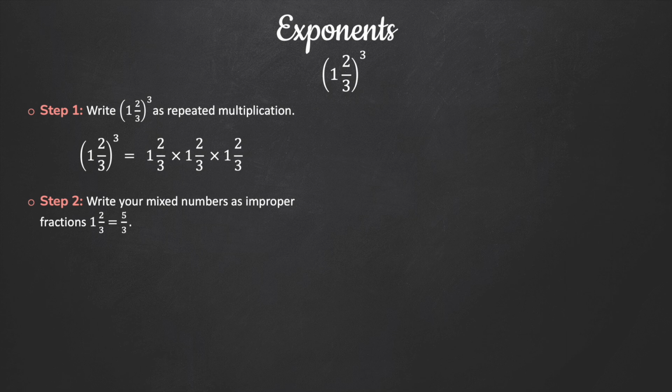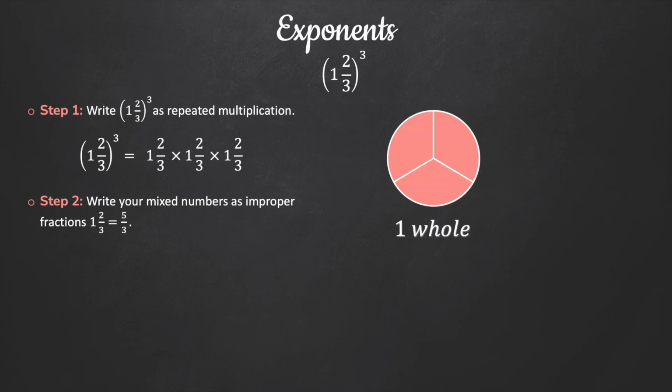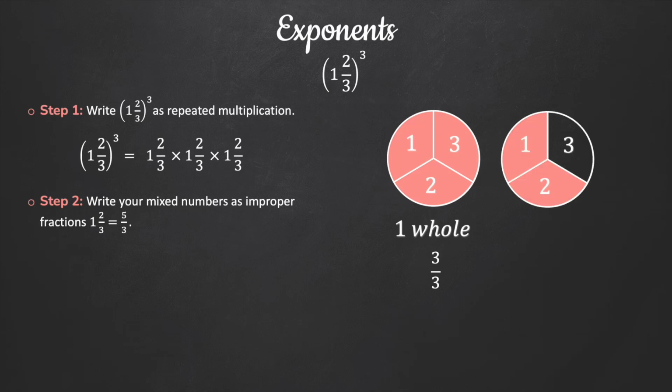The next thing we want to do is take our mixed numbers and write them as improper fractions. Now we know that 1 2/3 is equal to 5/3. That's because 1 whole split up into 3 equal parts is equal to 3 out of 3. And 2/3 is 2 parts out of 3 equal parts. Together, that is 5/3 because we have 5 shaded pieces, and it takes 3 equal pieces to make 1 whole. So we have 5 out of 3.